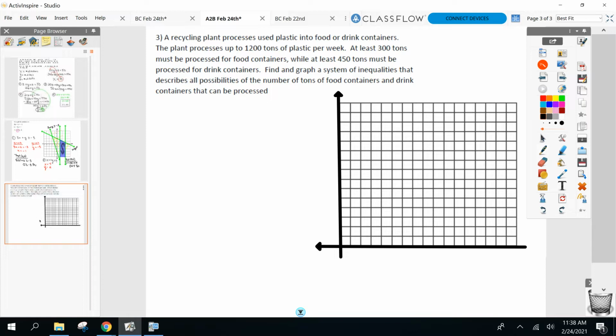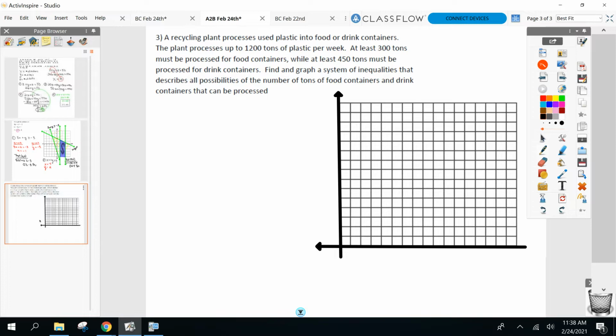All together, all the plastic, food and drink, you can do up to, so think about that, up to 1,200 tons. At least 300 must be food containers. At least 450 tons must be drink containers. Find and graph, all right, yep. That represents tons of food and drink.